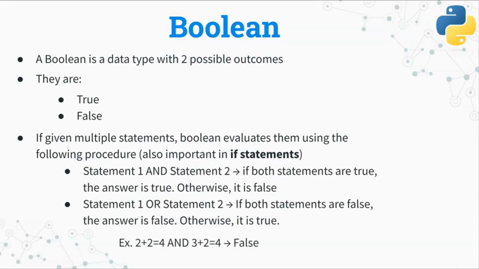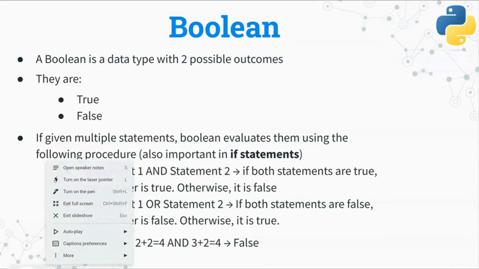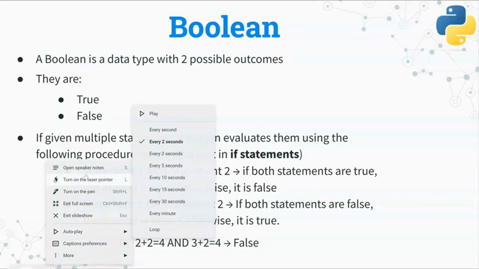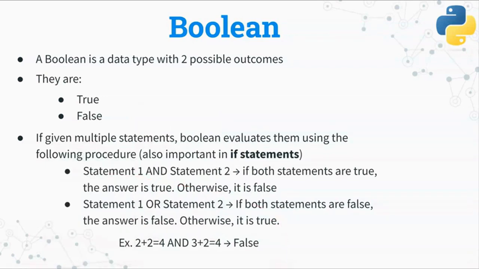I'm just going to tell you something, and you can unmute and tell me, is it true or is it false? First, 2 plus 2 equals 4. Is that true or false? Okay. What about 3 times 2 equals 5? False. Yeah. So basically, that's all that Boolean is. It's just telling me, is it true or is it false?